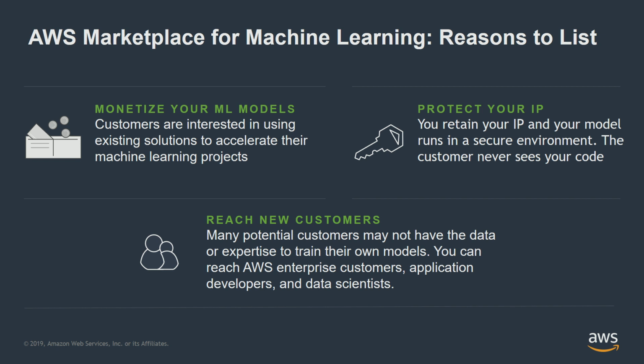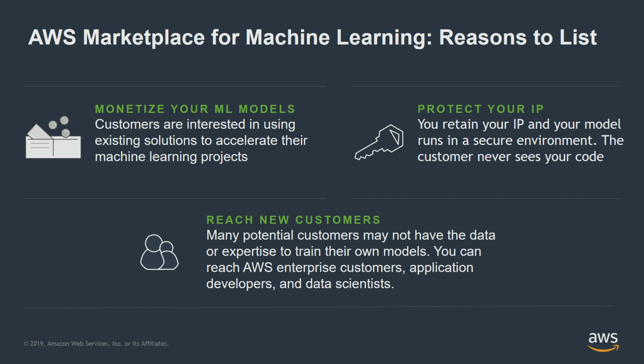The second reason why you should list is to ensure that you're protecting your IP. By listing your machine learning model in AWS Marketplace for machine learning, you get to protect your IP. Your customers are not going to be able to see what is packaged within your Docker container.